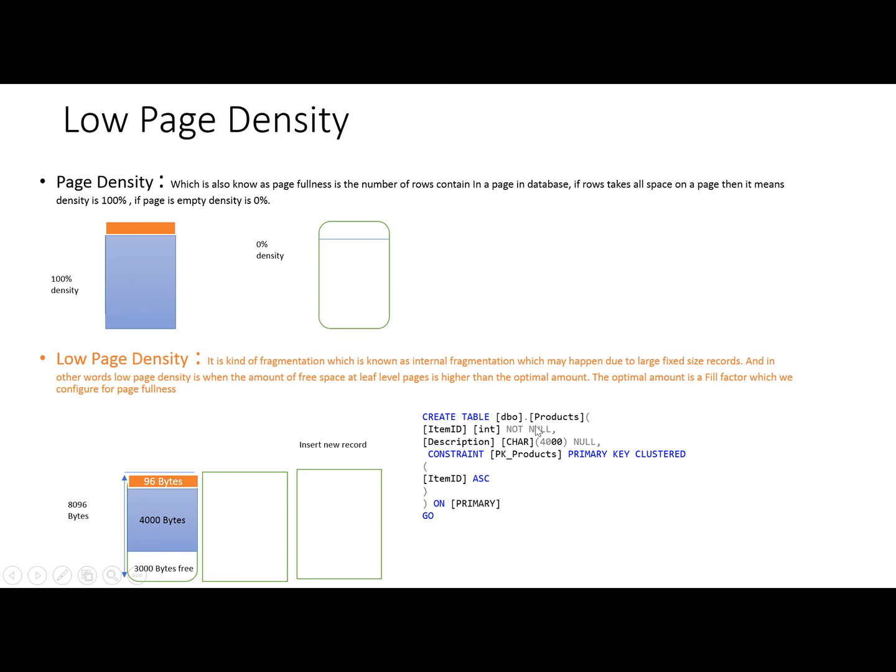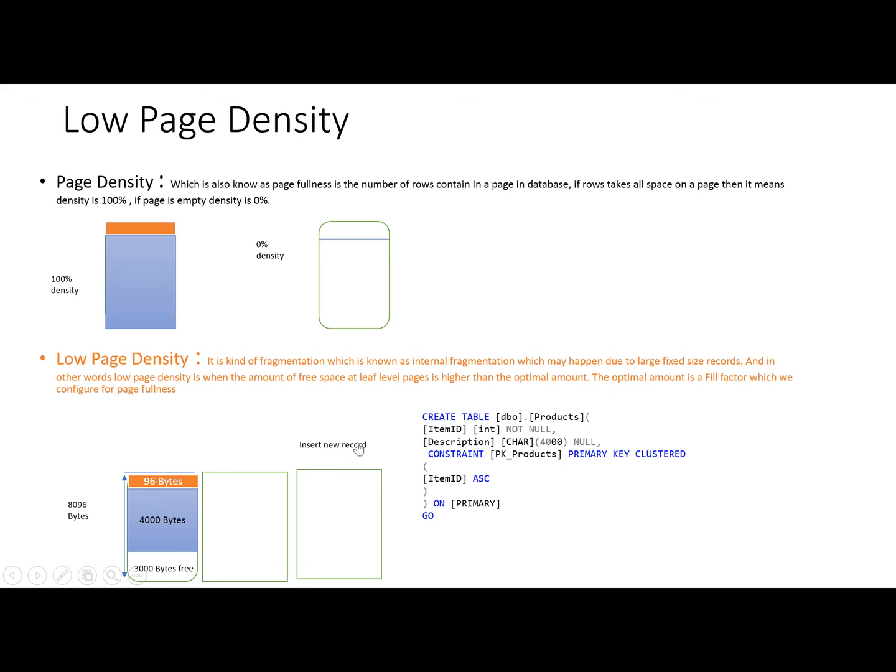For example, we have this product table, which has an item ID column and a description column, and there is a clustered index on item ID. The description is a fixed size column of 4000 bytes. When we insert this record, the data goes into a database page. The size of the page is 8096 bytes, and of this, 96 bytes is the header, which contains the header information. Now this fixed size 4000 will take bytes from the free space. So 4000 bytes will be occupied with data, and the remaining 3000 bytes are now free.